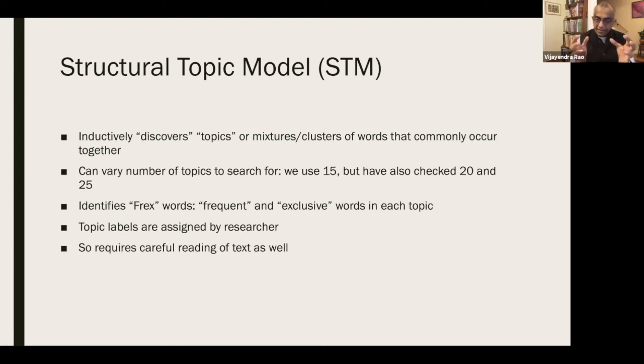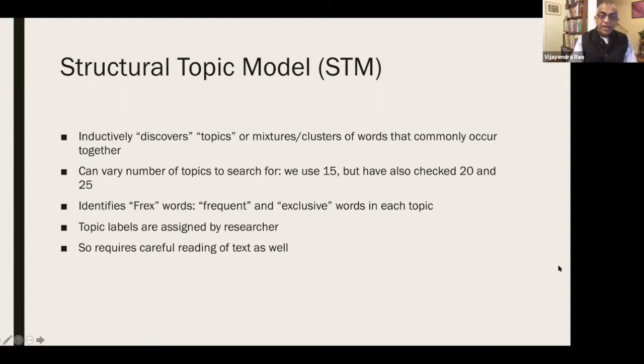And what the program does is identify what are called FREX words, which are frequent words that are exclusive to each topic. And then you have to look at those words as they come and figure out, as researchers, what that cluster of words is about. And that, of course, requires you to read every document. There's no way of getting around it. You're not coding it. The computer is coding it for you, in a way of speaking.